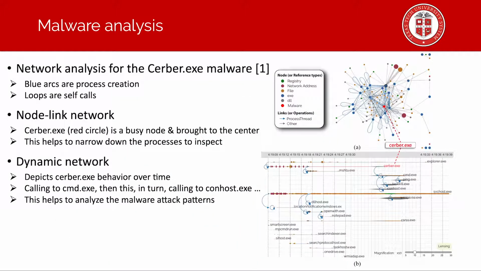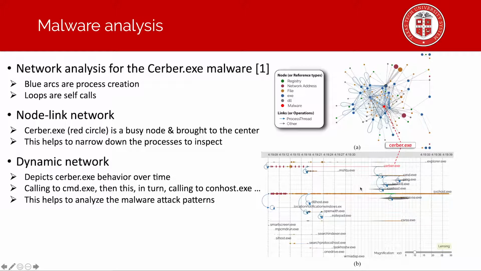We also apply the DualNetView approach to analyzing malware. Specifically, in this case, we use network analysis for the server.exe malware. The blue X marks are process creations. The loop X marks are SAP calls. The network over here depicts that server.exe, in this red circle, is a very busy node and it is brought to the center. This helps to narrow down the items for us to inspect later on.